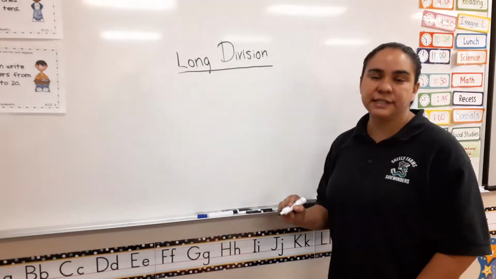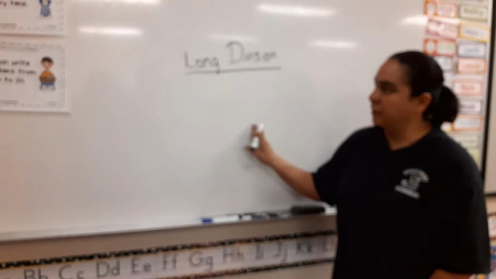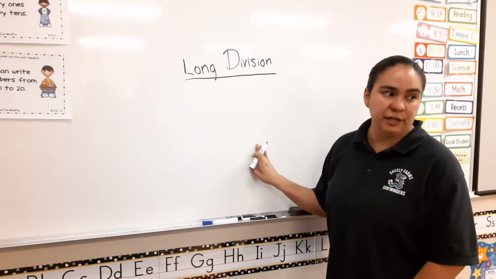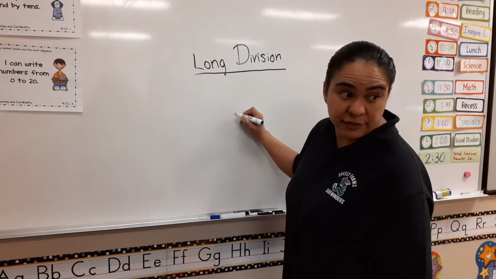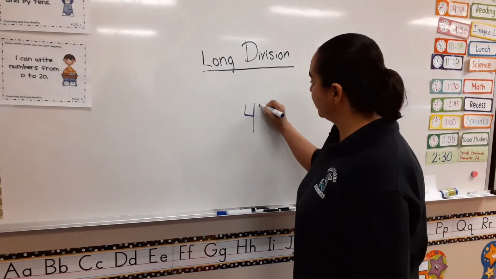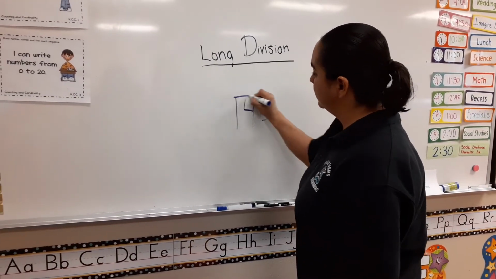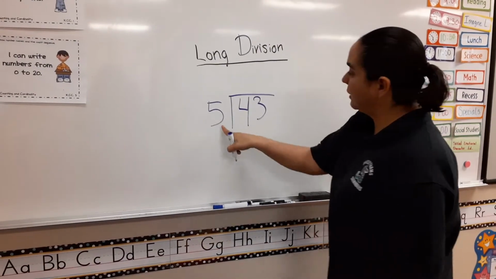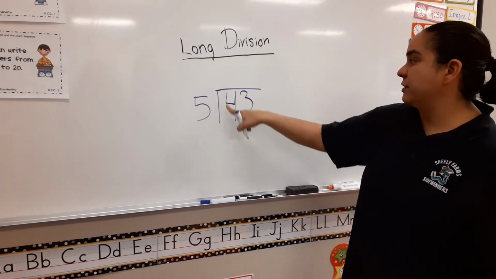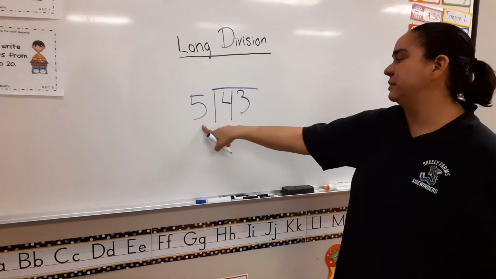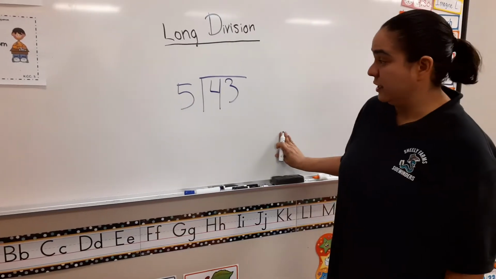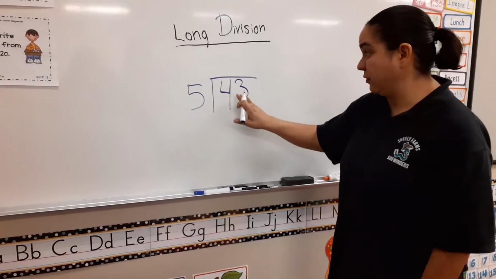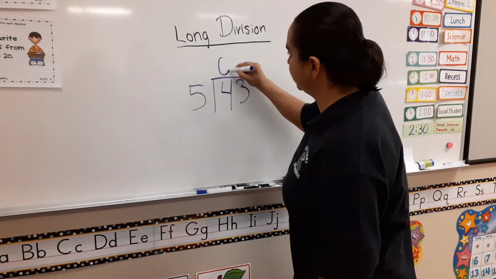We're going to give another example of a long division problem with a remainder. So let's have 43 divided by 5. Let's look at the first number, the tens spot. How many times is 5 going into 4? It cannot, because 4 is smaller. So we're going to just put a 0.